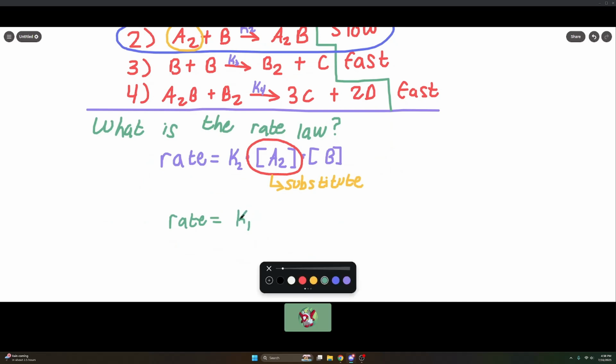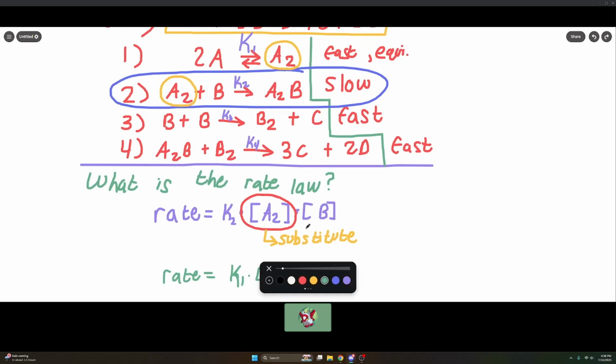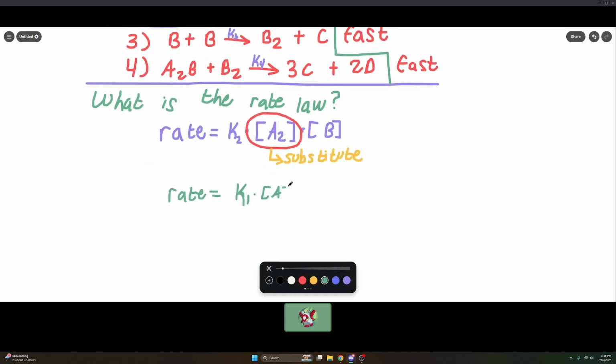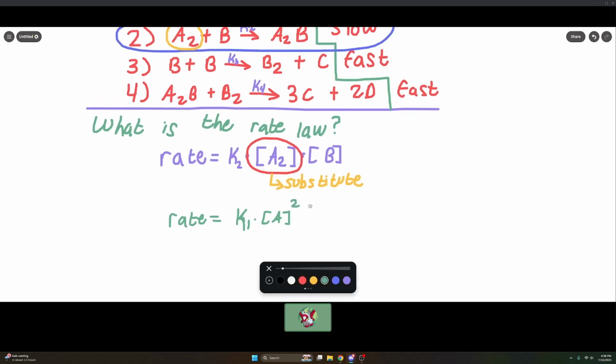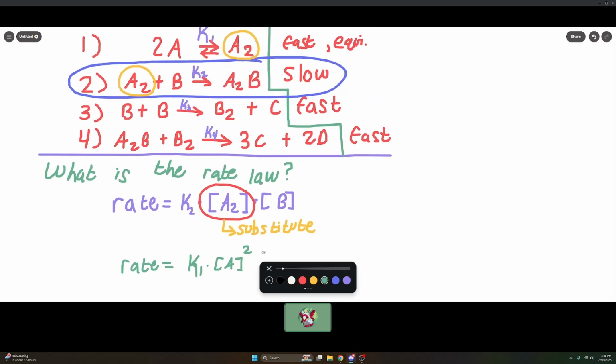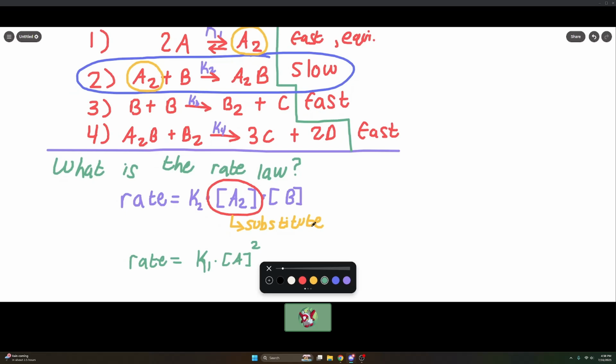K1 times that reactant A2, that other reactant, oh wait, whoops, I'm looking at the wrong line, excuse me. Line 1 would be A squared, right? Well, okay, I wrote the rate law for line 1, and, oh no. It does not have A2.